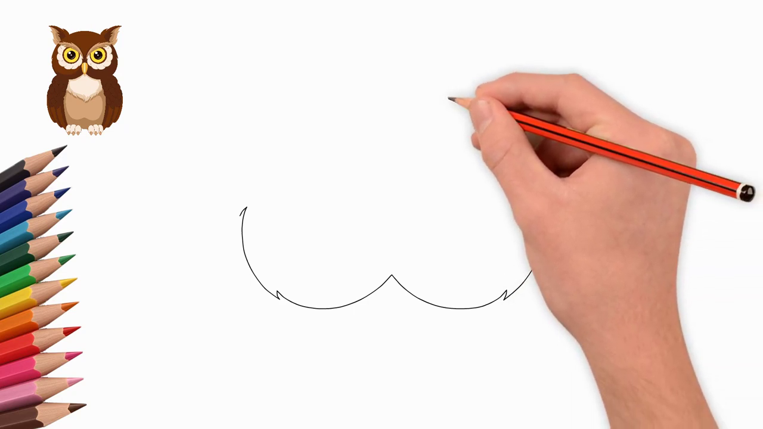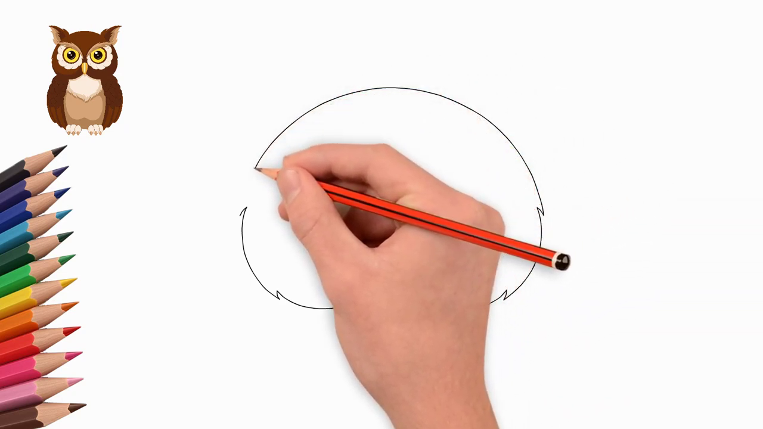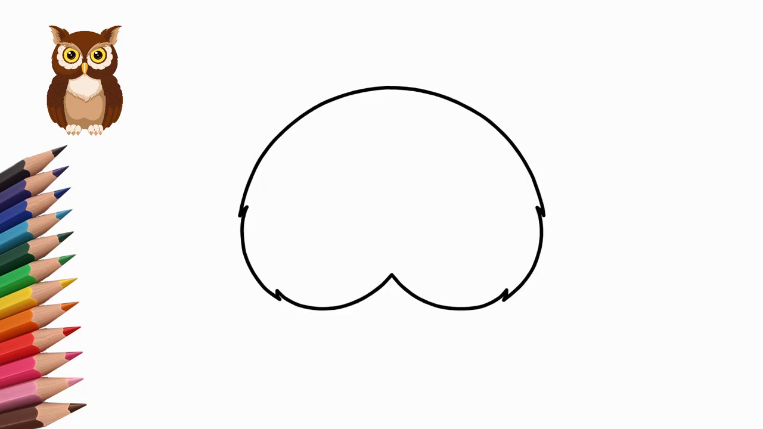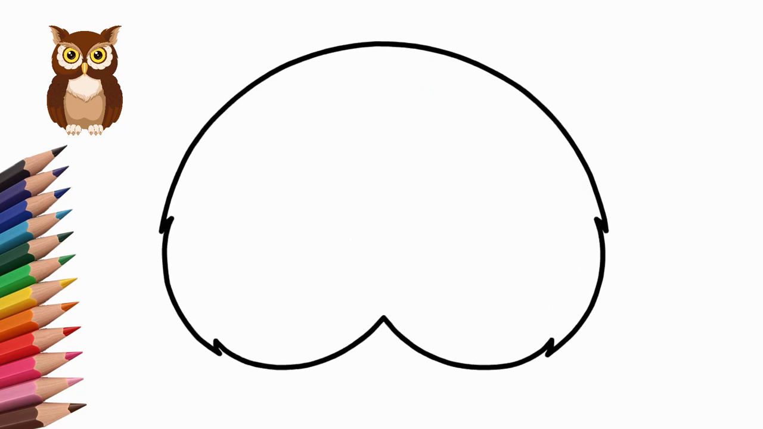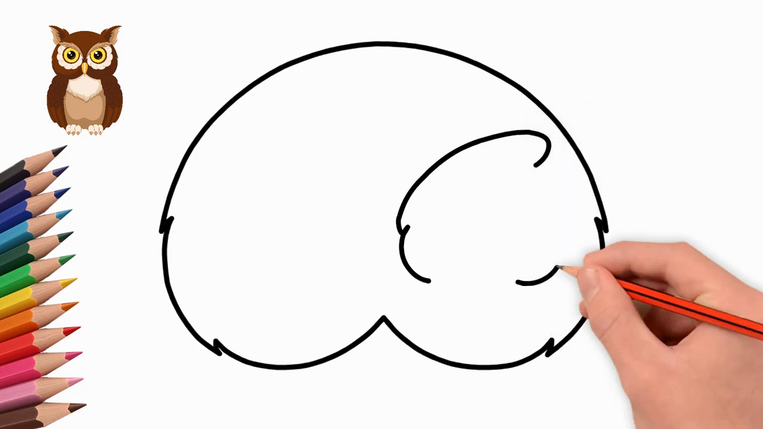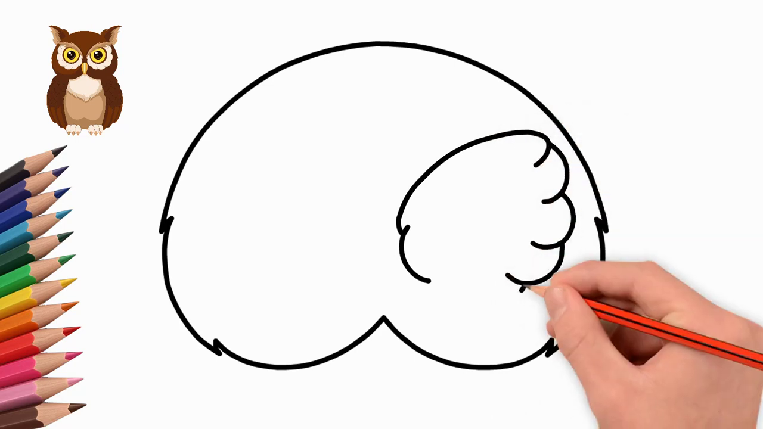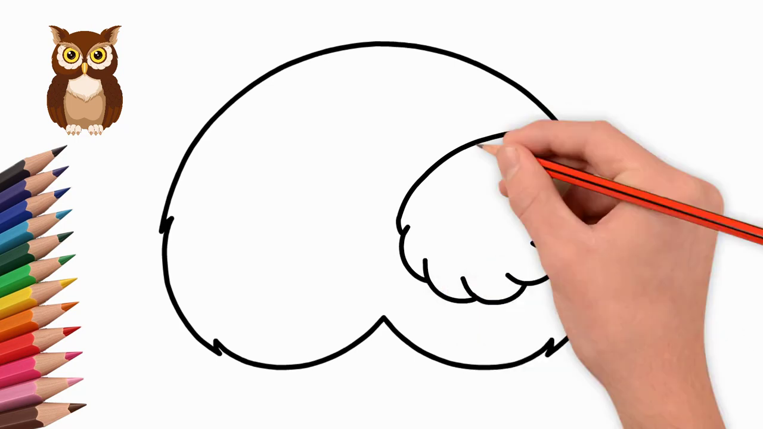First, draw an oval eye. It is interesting and big. We draw eyes. The owl's eyes are large and open. We draw beautiful feathers around the eyes. The owl has many feathers.